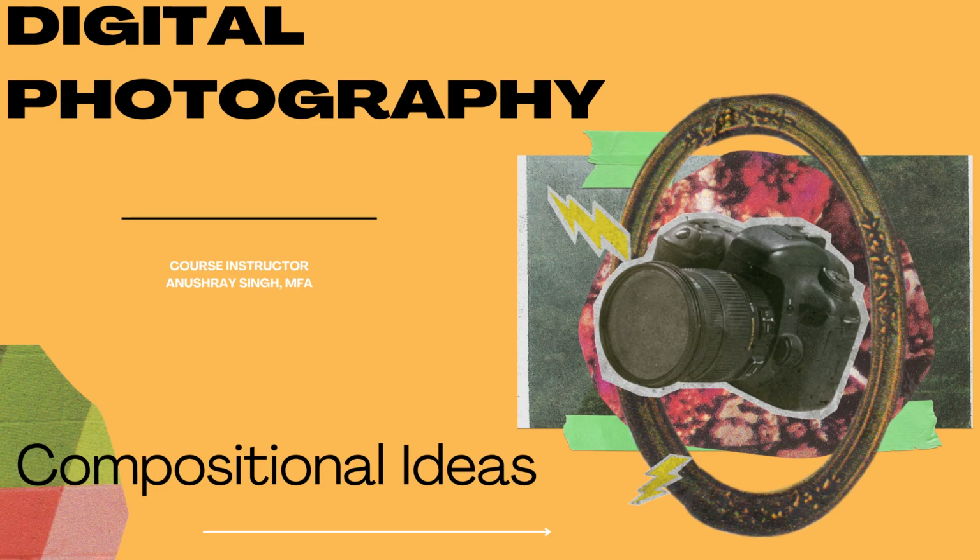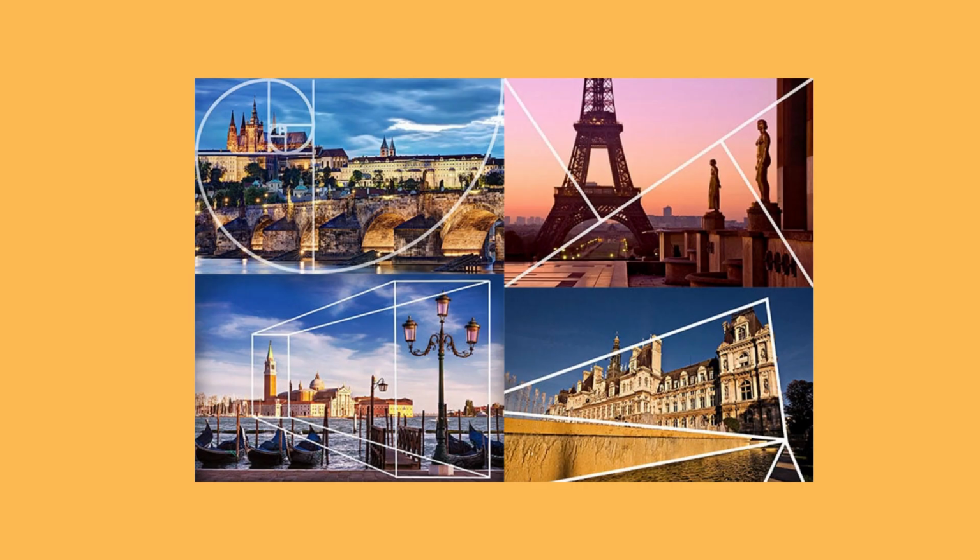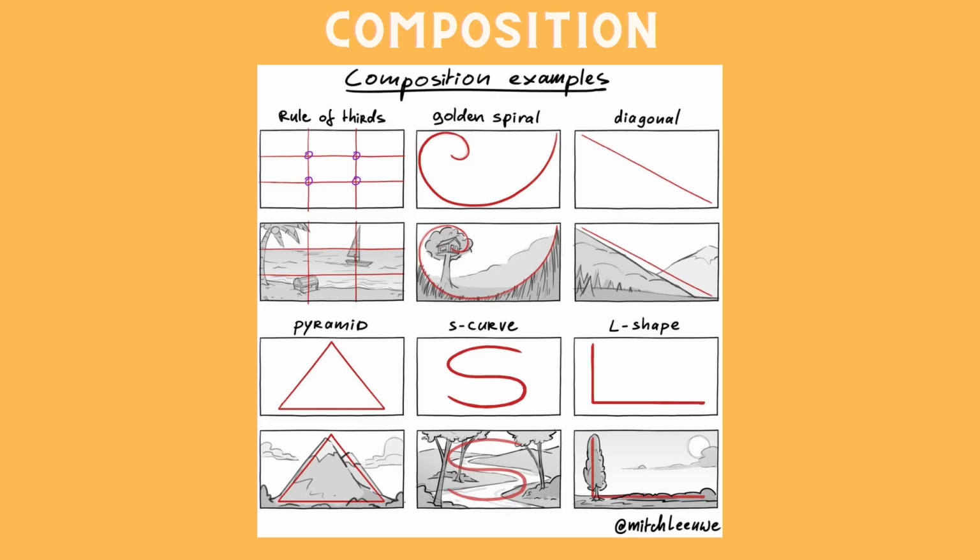Welcome back, everyone. Today, we are stepping into a deeply creative aspect of our photographic journey, compositional ideas. Visual art is an umbrella term, and photography is a branch. One thing that is common in the visual arts is the use of ways of seeing and composition. Whether you are taking a painting, sketching, or sculpting course, or a digital photography course such as this, you will encounter these compositional practices. These include frameworks such as the golden spiral, rule of thirds, diagonals, the pyramid structure, the S curve, and the L shape.